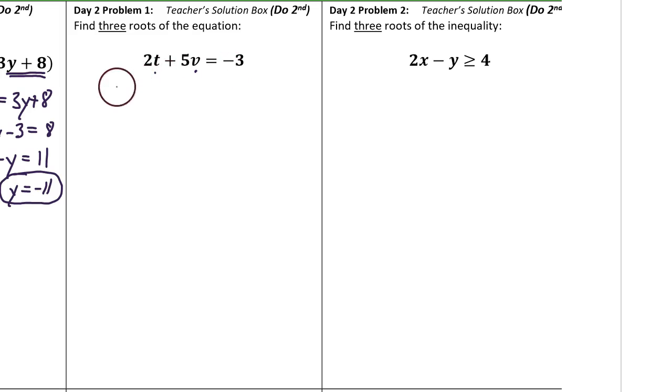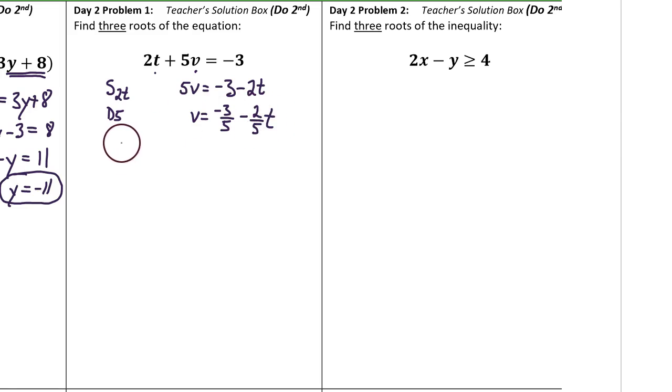Let's solve the equation for one of the variables. I'm going to solve it for the letter v. So I'm going to subtract the t term to the other side of the equation. 5v equals negative 3 subtract 2t. Then divide by 5. v equals negative 3 over 5 minus 2 over 5t.